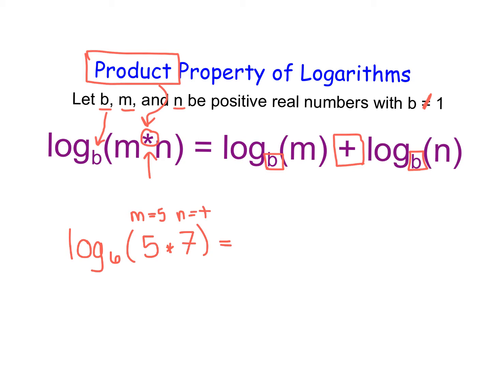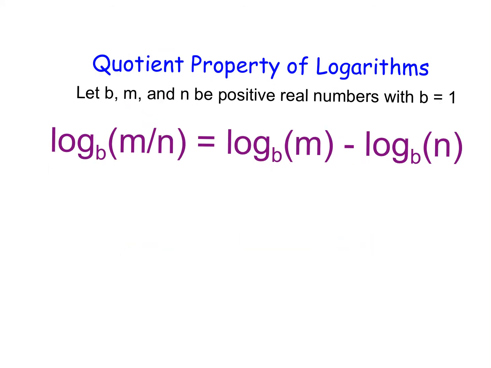I can actually write this as two separate logarithms being added together. Notice that it's still log base 6, but the first one would be log base 6 of 5 plus log base 6 of 7. So that's the first property we'll be using to rewrite our logarithms. The second property is called the quotient property. And again, notice that we let b, m, and n be positive real numbers where b does not equal 1.